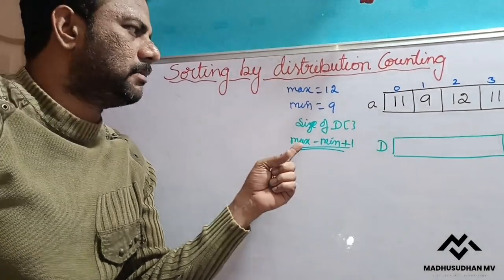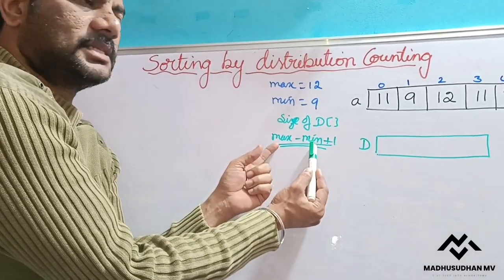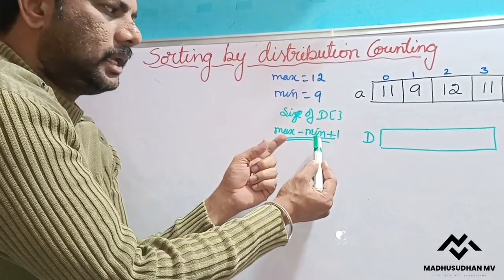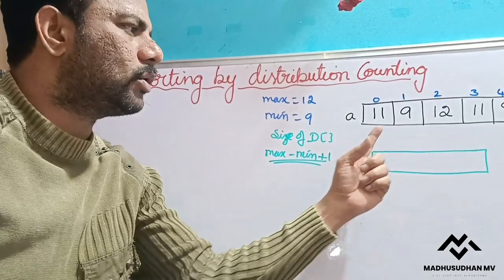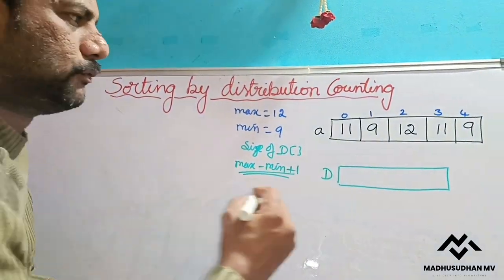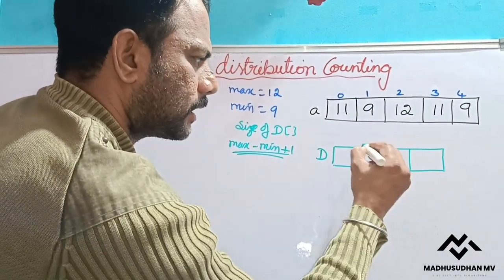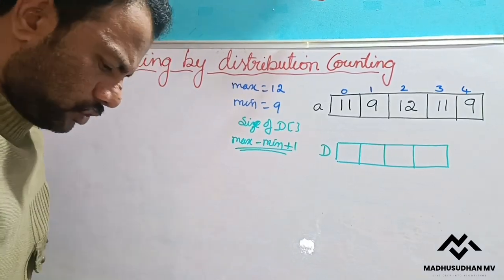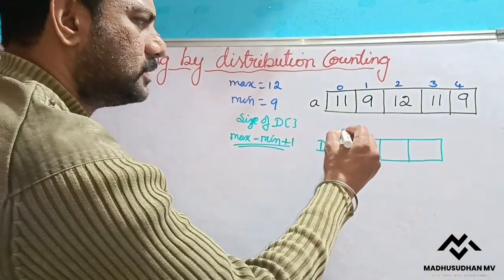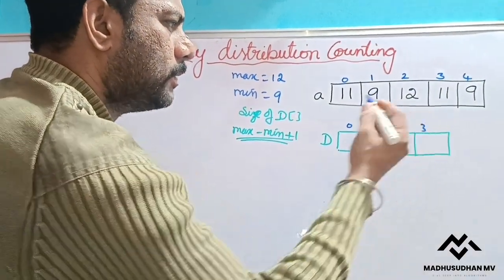Now in this case, which is the maximum? Maximum is 12, minimum is 9. 12 minus 9 is 3, 3 plus 1 is 4. That means the total size of array D is 4. So there are 4 elements. As usual, I will take the index from 0: 0, 1, 2, 3.